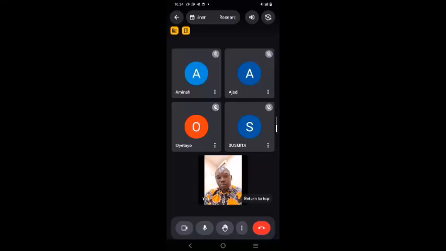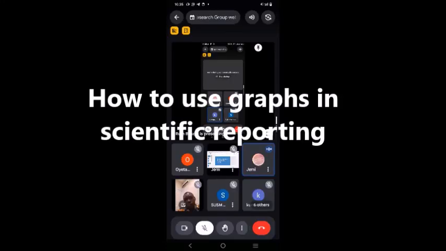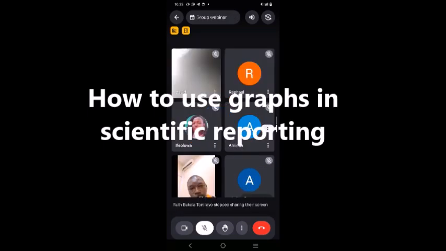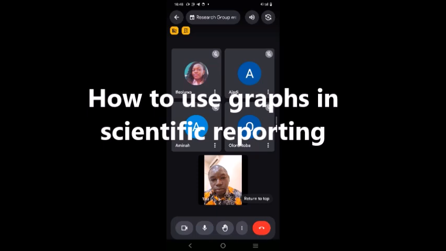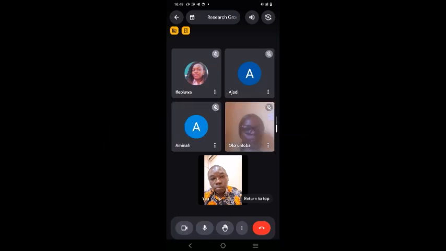I'll be presenting on how to use graphs in scientific reporting. I'll start by telling us what a graph is. In scientific reporting, a graph is a visual representation of data that helps to illustrate relationships or patterns. Graphs make complex information easier to understand and interpret. They allow readers to easily understand key findings and comparisons in research.